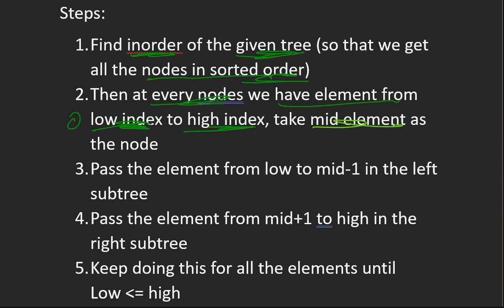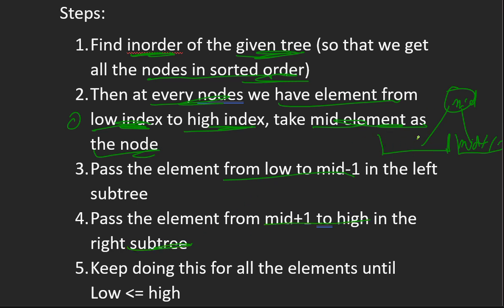Then what we do is take the middle element as the node, right? Middle element as a node. Then all the elements from low to mid minus 1, this is the mid one, right? Low to mid minus 1 will be in the left part, and then mid plus 1 to high will be in the right subtree, right?